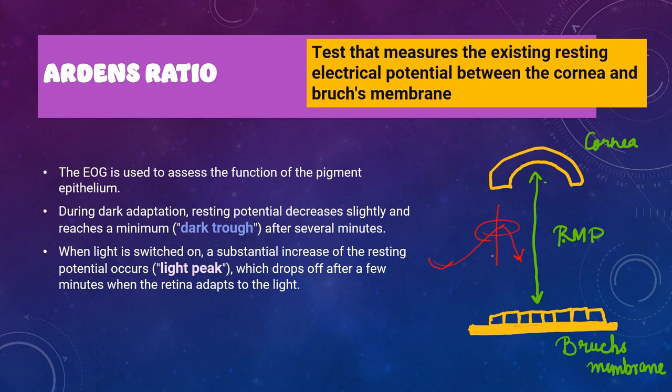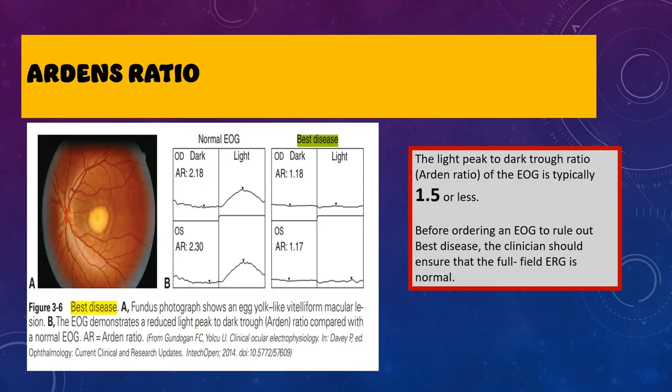Now, if you divide the amplitude of the light peak by the dark trough, it gives you what is called the Arden's ratio. As you can see, you have in the dark a trough like this, and then in the light you get a peak like this, and you're supposed to divide the two. The ratio that you get is the Arden's ratio. In the electrooculogram of BEST disease, it is this light rise which is affected, which is a function of the retinal pigment epithelium, and therefore the Arden's ratio is 1.5 or less. So that is very important.